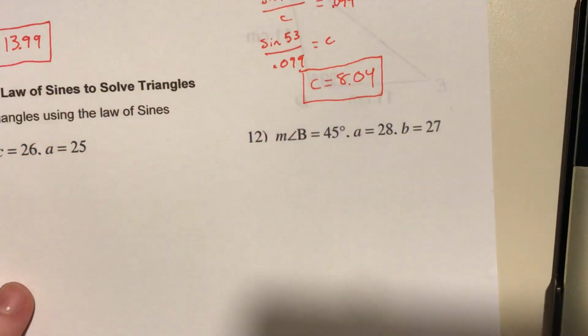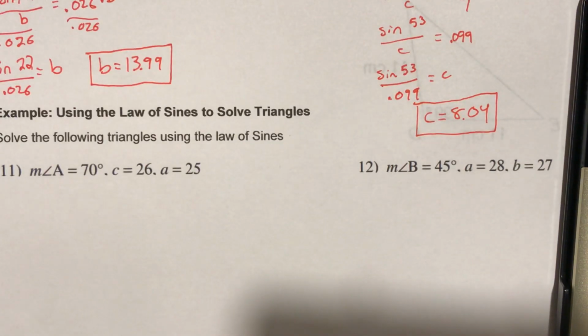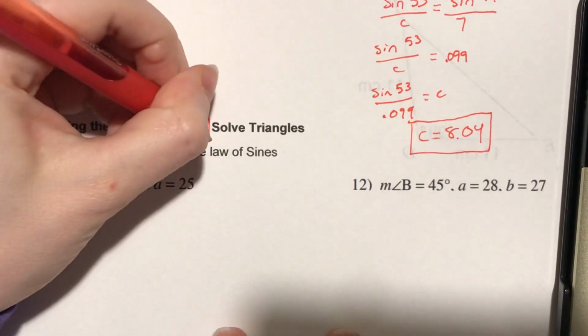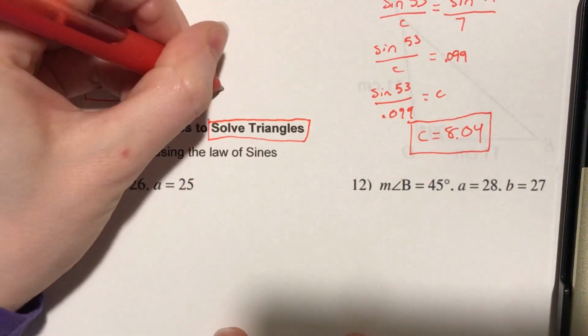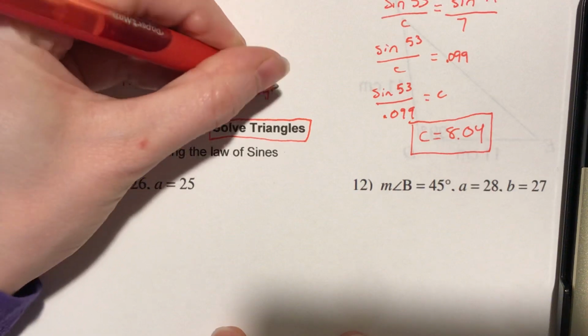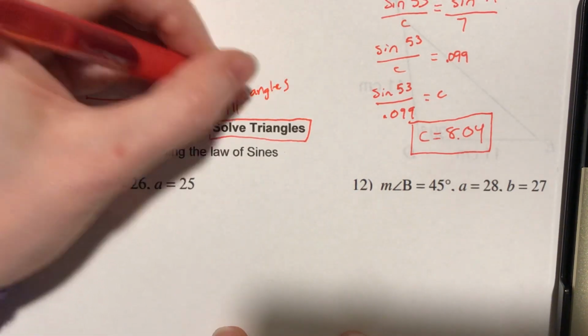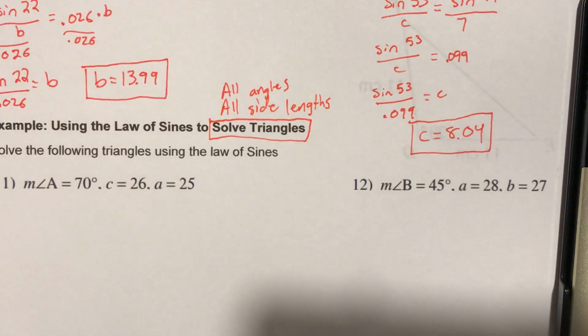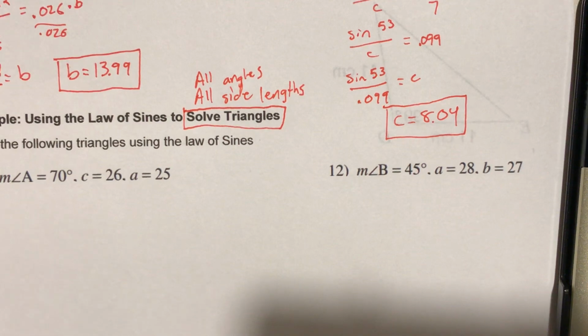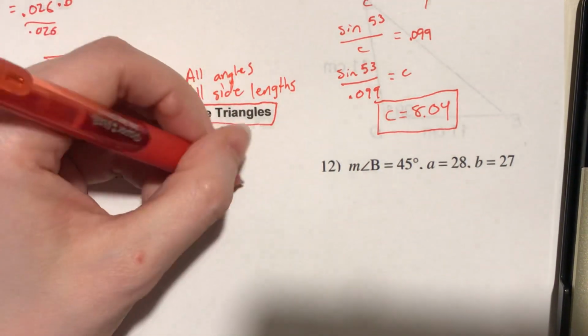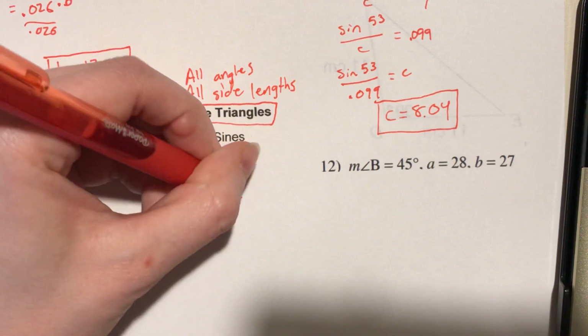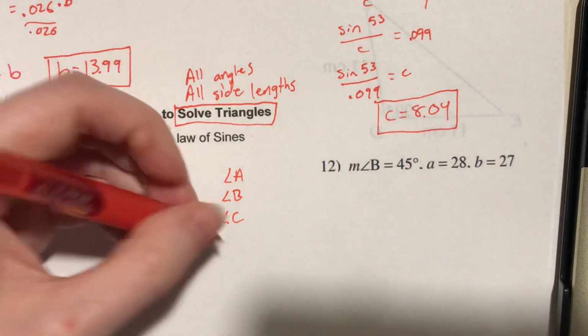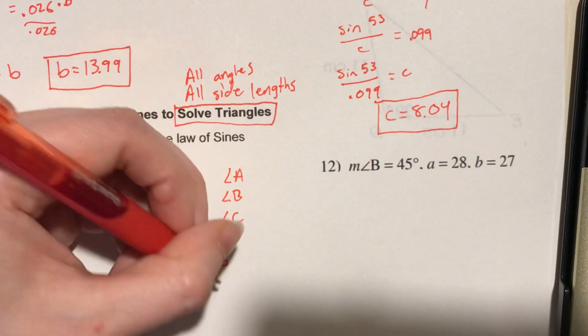We can also do what's called using the law of sines to solve triangles. And when we say solve triangles, what that means is we're going to find all angle measures and we're going to find all side lengths. So when we're solving a triangle, we're solving it for everything in that triangle. What I like to do is set up a chart for myself to figure out what I have and what I still need. So I'll go here and I'll say, well, a triangle has 3 angles, angle A, angle B, and angle C. And it also has 3 sides, lowercase a, lowercase b, and lowercase c.